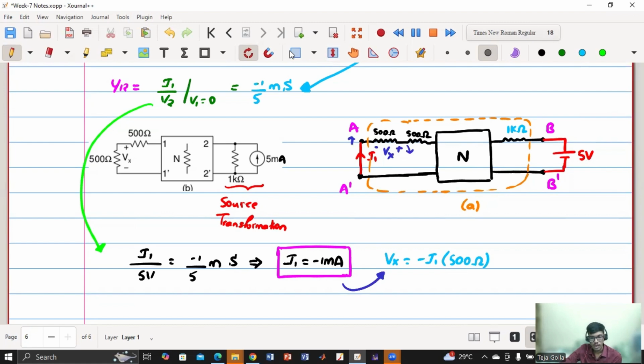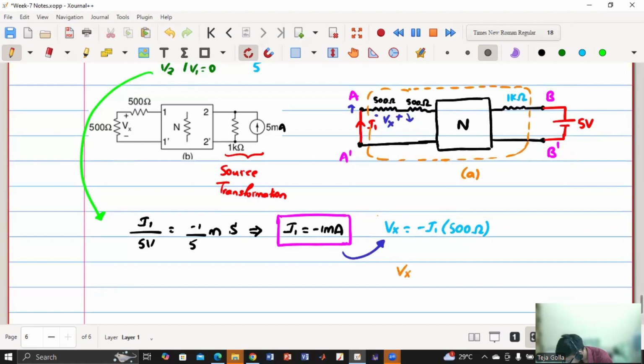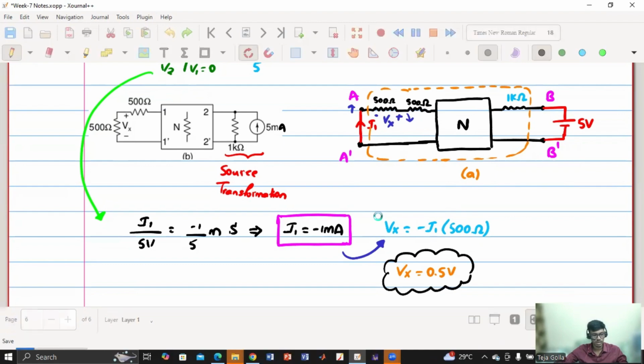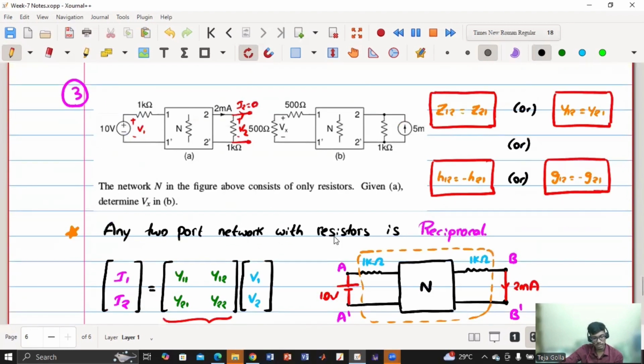No, sir. So now if I substitute my I1, I will get my Vx to be 0.5 volt. If you see, this is a tricky question. It is not a difficult or lengthy question, but it's tricky because they have given resistors and did not even mention that it is reciprocal, because any two-port network with resistors is reciprocal. Once it is reciprocal, we have all the four results or equations that a reciprocal network satisfies.